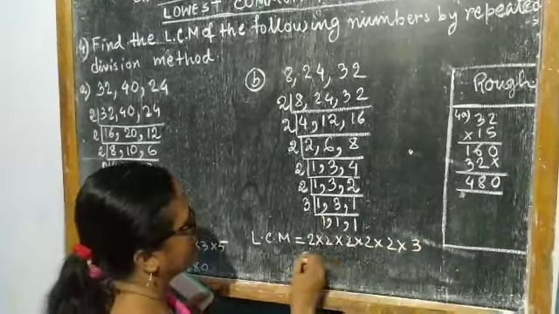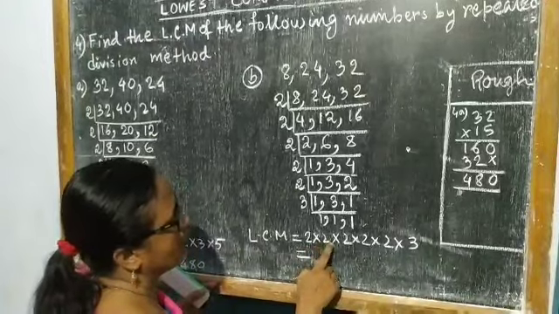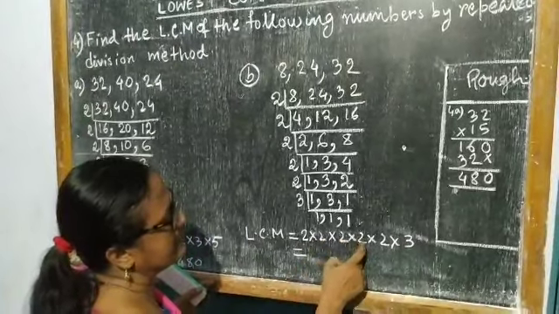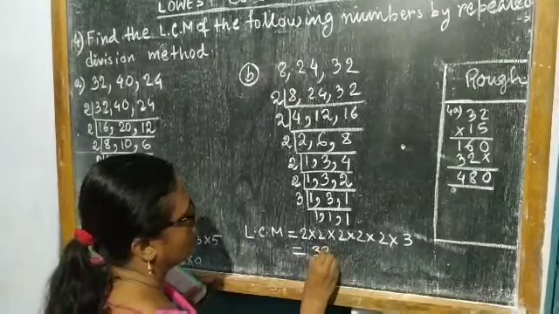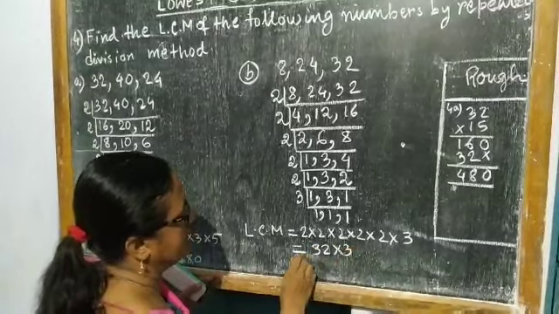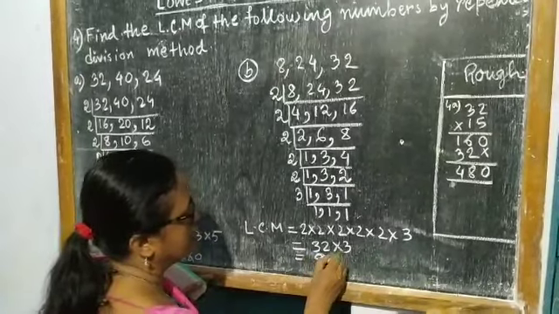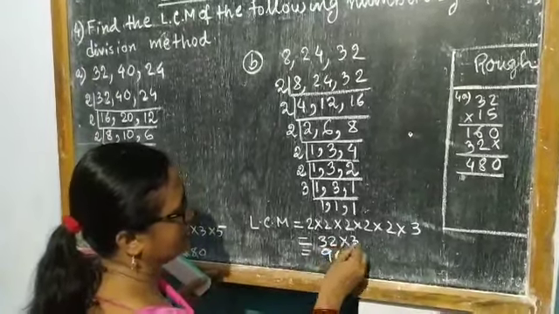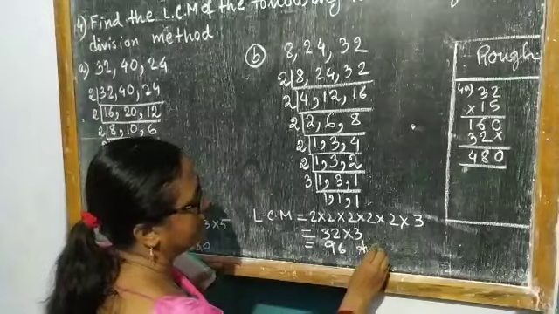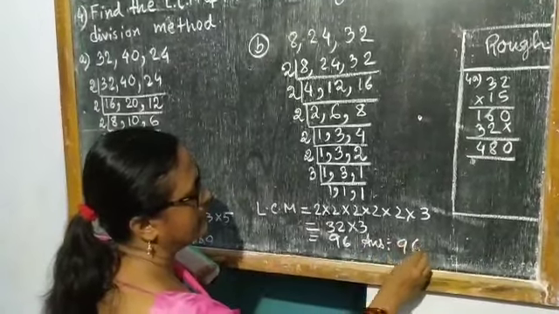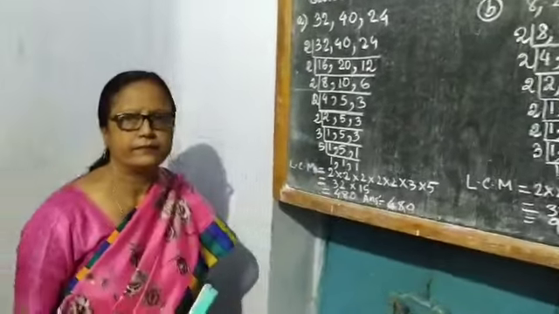Into 3. See, children, 2 2's are 4, 4 2's are 8, 8 2's are 16, 16 2's are 32. So 32 into 3 will be equal to 96. 3 2's are 6, 3 3's are 9. So the answer is 96.